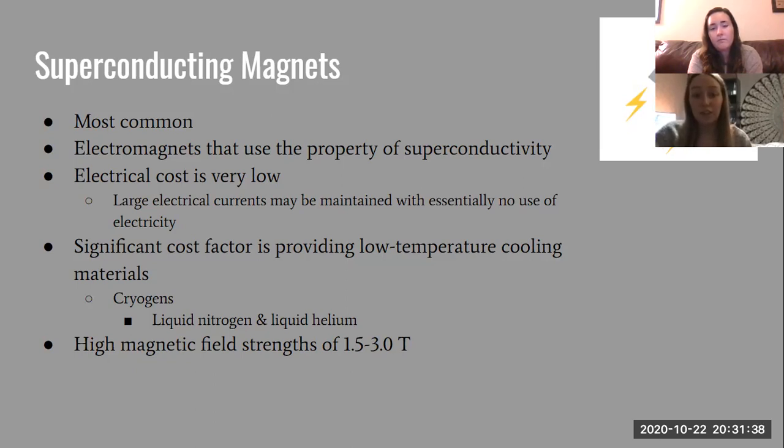Significant cost factor is providing low temperature cooling materials, so cryogens, which are liquid nitrogen and liquid helium. Superconducting magnets have a high magnetic field strength of up to 1.5 to 3 Tesla.